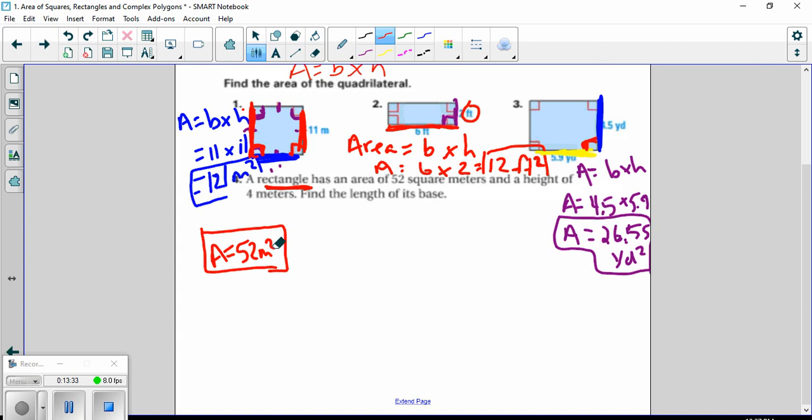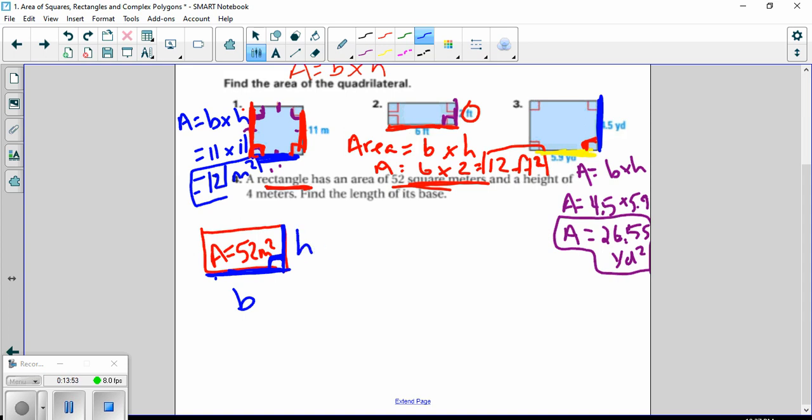So I know the area. It has a height of 4 meters. So I took care of the area part, and a height of 4. Remember, the height is always perpendicular to the base. So if this is my base, I'm going to call it B, then this is my height, because it's got to be perpendicular to the base.